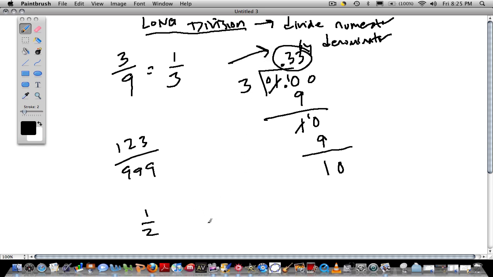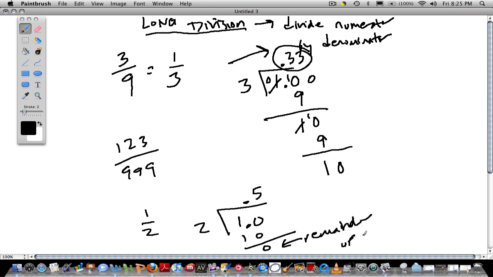With 1/2, you would notice that 2 does not go into 1, but put the decimal there. 2 can go into 10. How many times? That goes into it exactly 5 times. And you know you found the end when you reach a remainder of 0. And you no longer need to divide. What about 123 over 999?